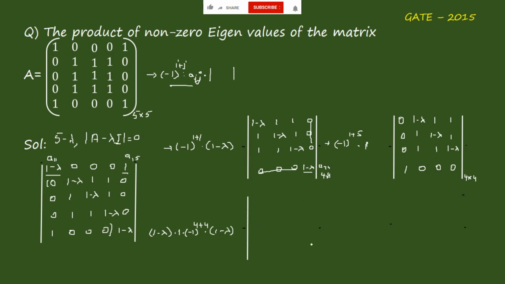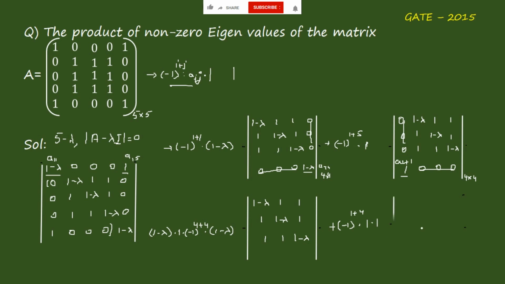So draw a straight line here. It becomes 1 minus lambda 1 1, and 1 1 minus lambda 1, and 1 1 1 minus lambda, right? Plus here we'll be considering this particular one. Remove the row and column. This is an A, fourth row and first column, right? 4 1, so it becomes minus 1 power 1 plus 4 into this is 1 into 1, right? So it becomes nothing but 1 into 1.